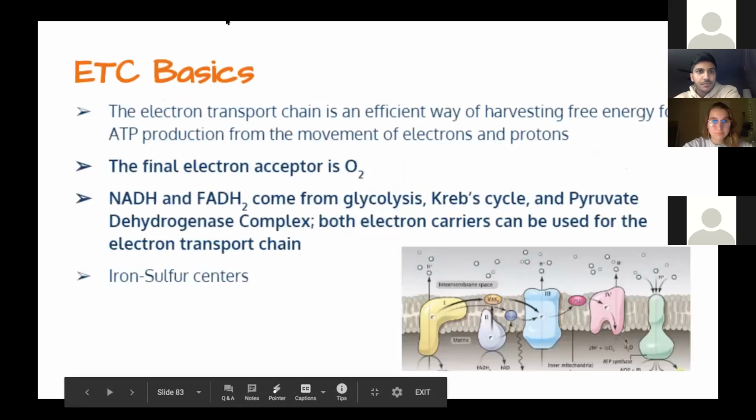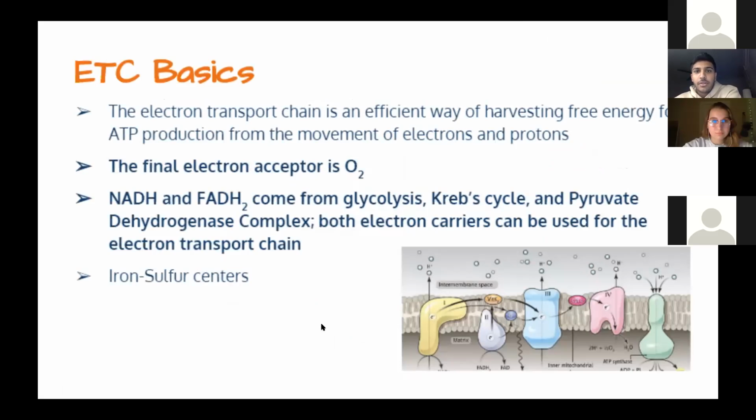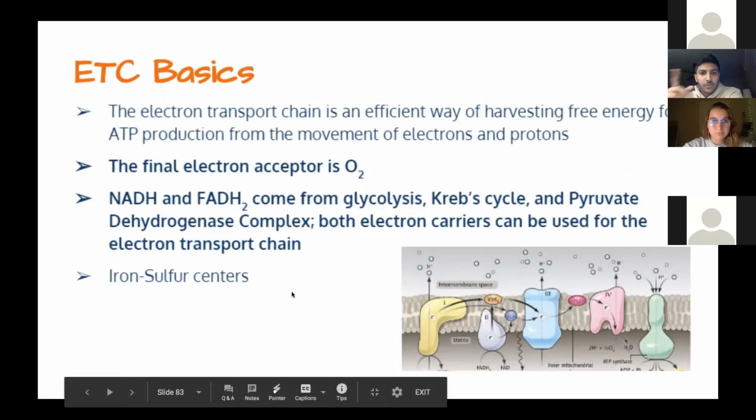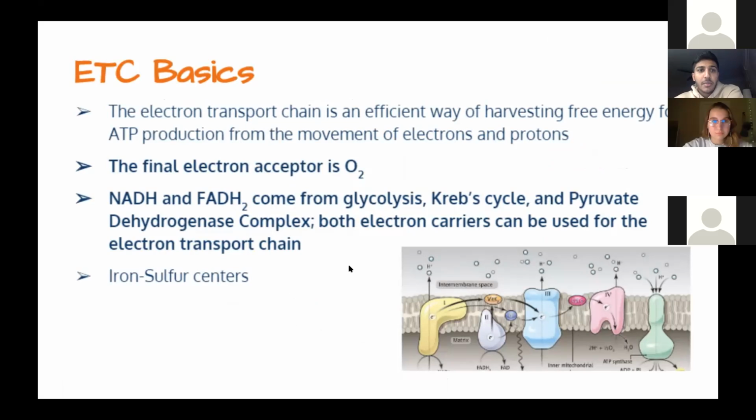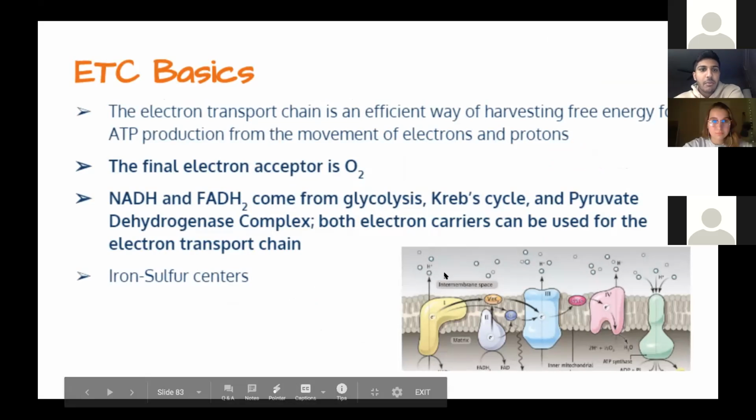In terms of the basics of the electron transport chain, it's important to know that it's basically just an efficient way of harvesting energy. What's essentially happening is you have electrons flowing between all these carriers, and as electrons flow through these carriers, a bunch of free energy is being harvested. That energy is going to be used to pump protons from the matrix to the intermembrane space.